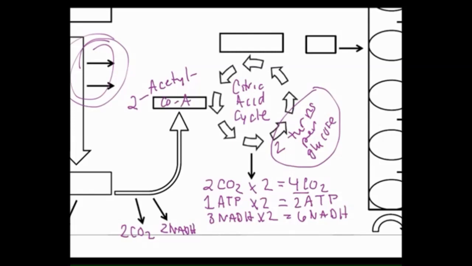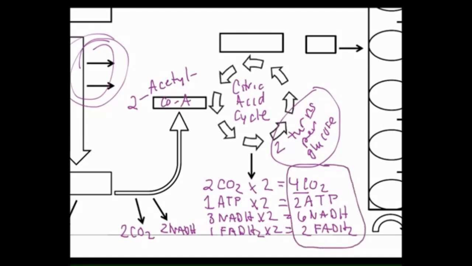And then there's actually another electron carrier in cellular respiration that we've never talked about, but it has the exact same job as NADH, and that is something called FADH2. And we have one of those produced per cycle times 2, so there's going to be 2 FADH2s produced for 2 turns of the cycle. So the outputs of our citric acid cycle are a total of 4 carbon dioxide, 2 ATP molecules, 6 NADHs, and 2 FADH2s.